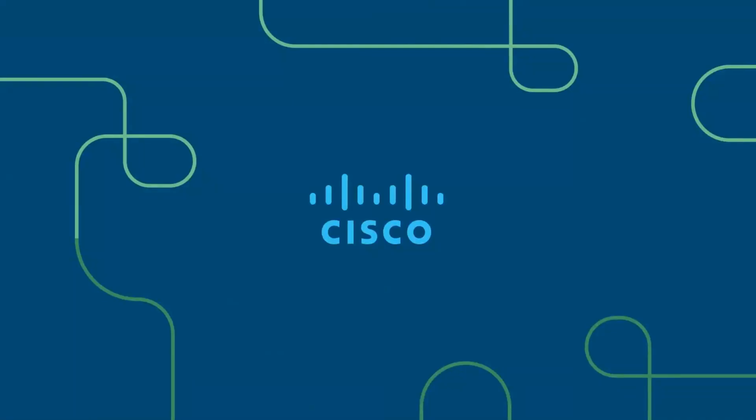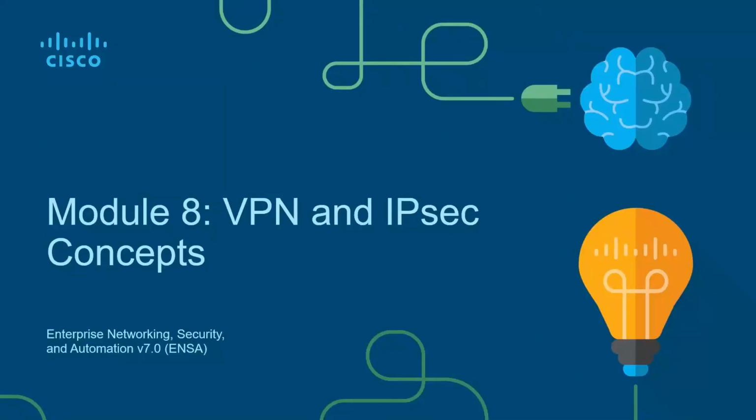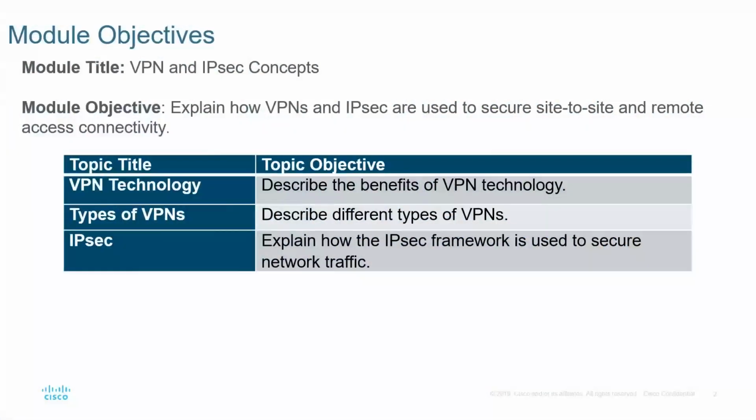Welcome. This is the Cisco CCNA ENSA, also known as the Enterprise Networking Security and Automation course. This course focuses on the CCNA version 7 curriculum. This is course 3 of 3. Module 8, VPNs and IPsec concepts. So we're going to be looking at VPN technologies, types of VPNs, and we're going to end it with IPsec.